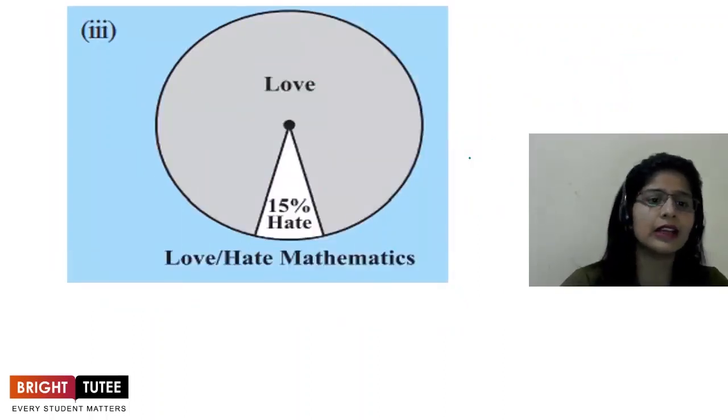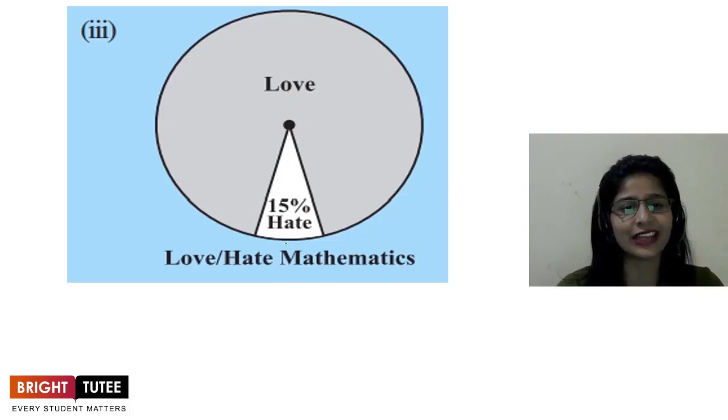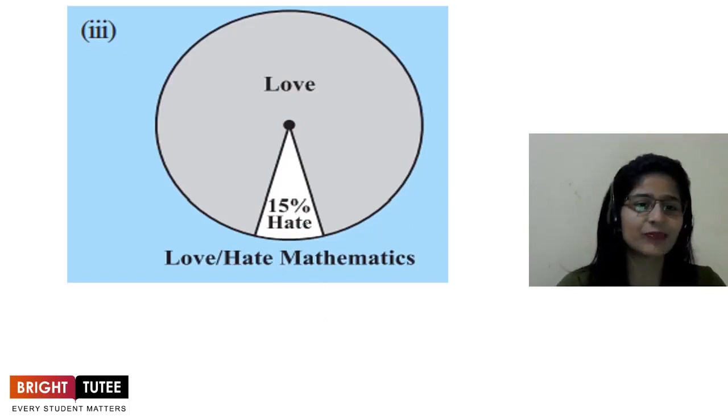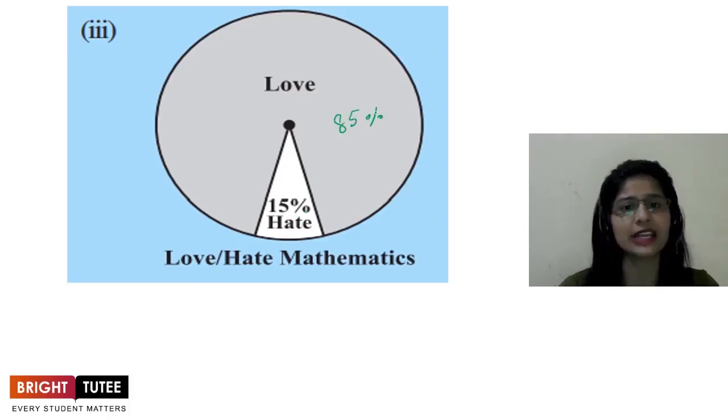The third, love or hate mathematics. Oh, that's quite interesting. So as we see here, it is good to see that love percentage for mathematics is more and for hate it is less, and I hope this 15% also reduces. So 15% is hate. That means out of 100%, how much we are left with? So we are left with 85%. That means 85% of the students are loving mathematics. They love maths, and 15% have a feeling of hatred for mathematics, right?